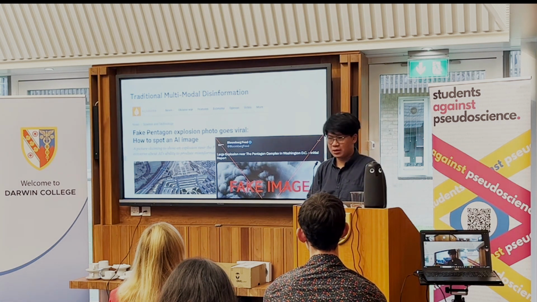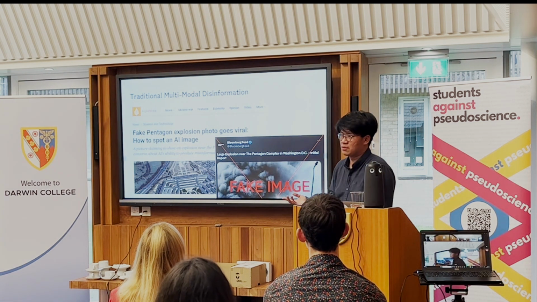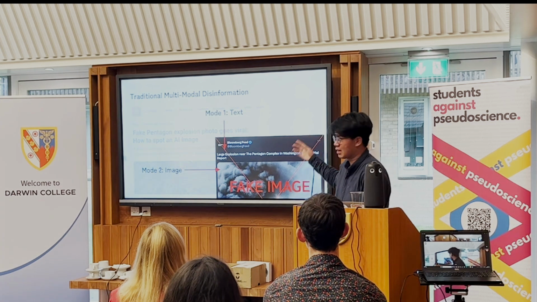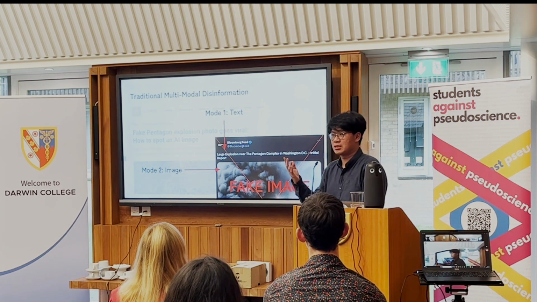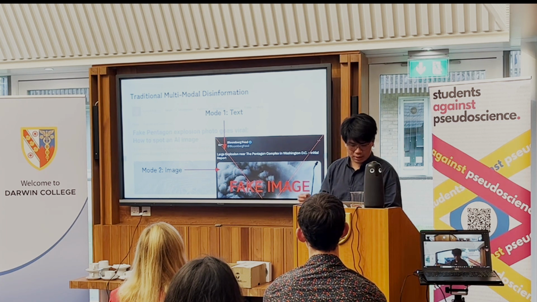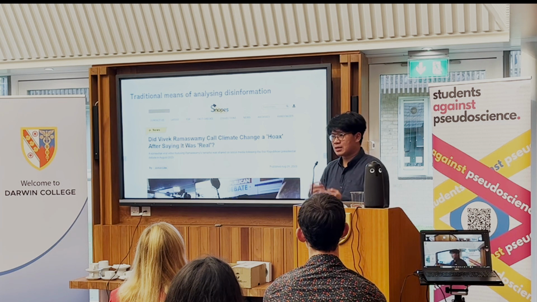And so we can say that a multimodal piece of information in the scheme is something that has two components, right? We might have a text component and an image component. And the image reinforces the text reinforces the image. Both make them more believable. And of course, then, as some of our earlier speakers have mentioned, we have a way of analyzing it.